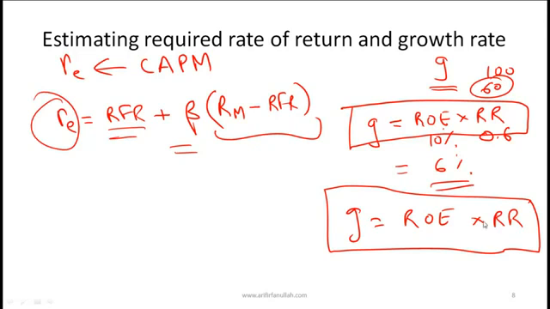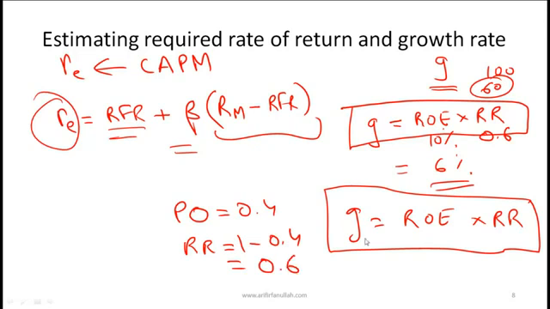One minor twist on this: sometimes, just to trick you, the CFA question might give you what's called a payout ratio. So if the payout ratio is 0.4, then make sure you do 1 minus the payout ratio to calculate your retention ratio. So your retention ratio would be 1 minus 0.4, which is equal to 0.6.